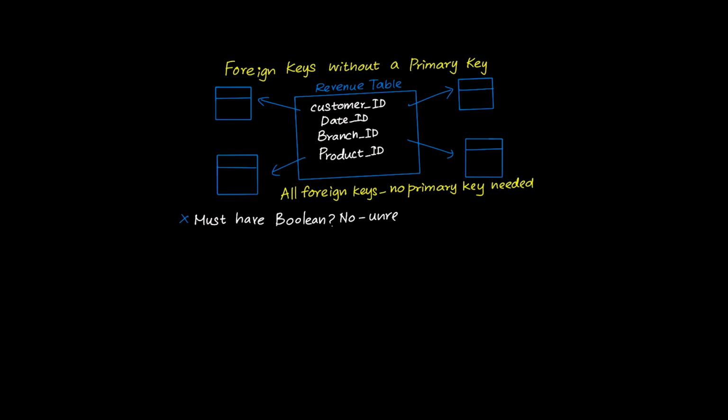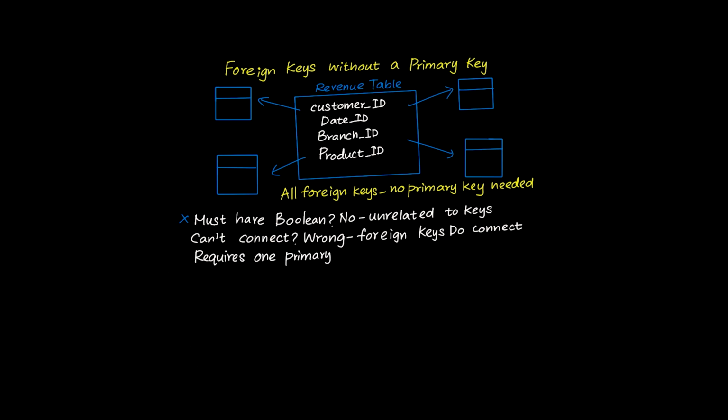The other options are wrong. Boolean values have nothing to do with key structure. Foreign keys are designed to connect tables, so saying this table can't connect to others is backwards. It has 4 connections, and saying it requires exactly one primary key contradicts what we just learned.